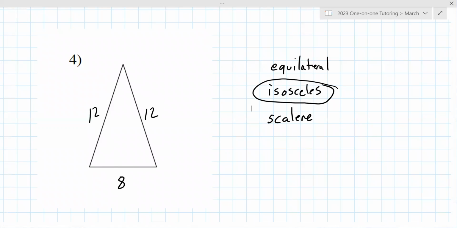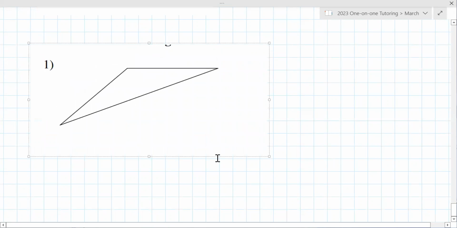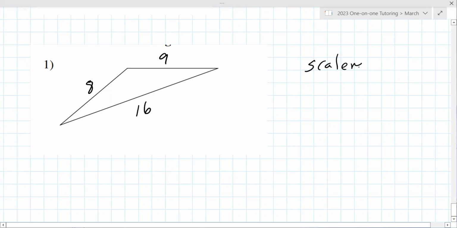You ready for another one? Yeah. Okay. You have those words down in your notes, is that correct? Yeah. Okay. 8, 9, and 16. That is scalene. Questions on that? No. Okay.